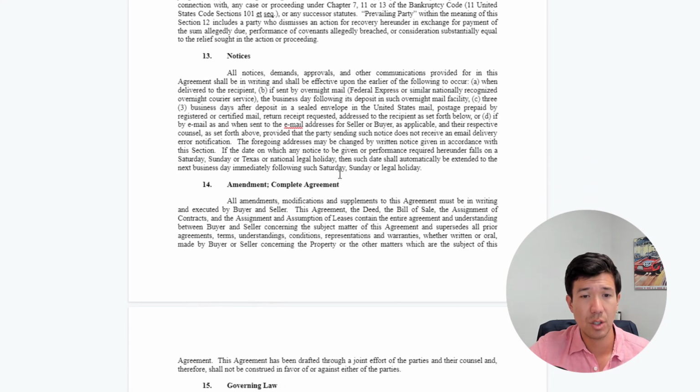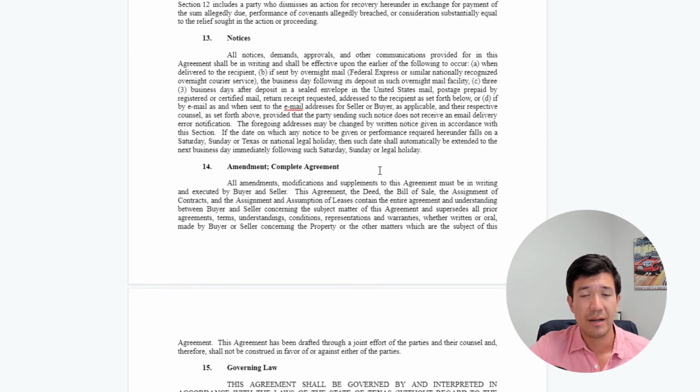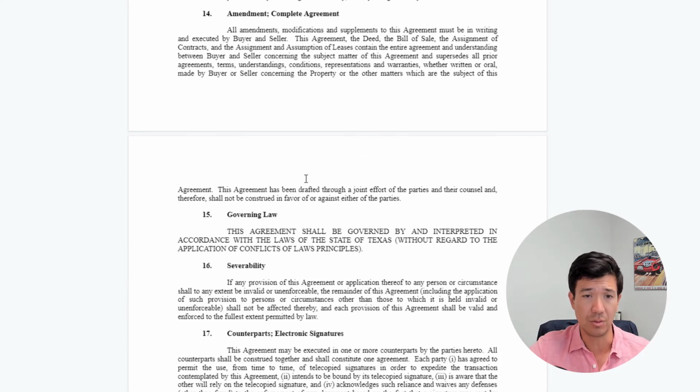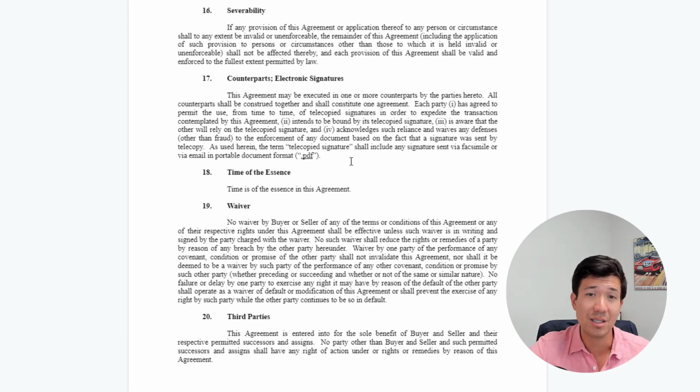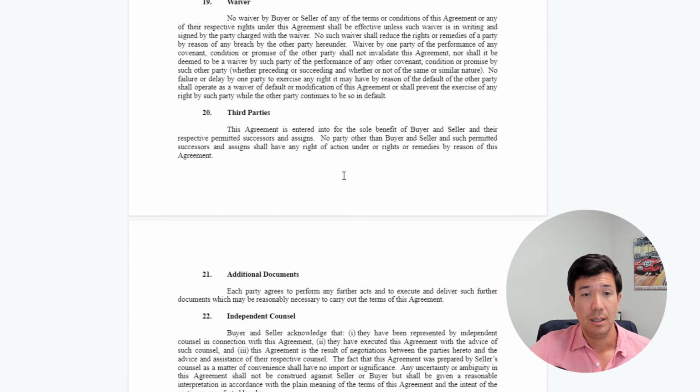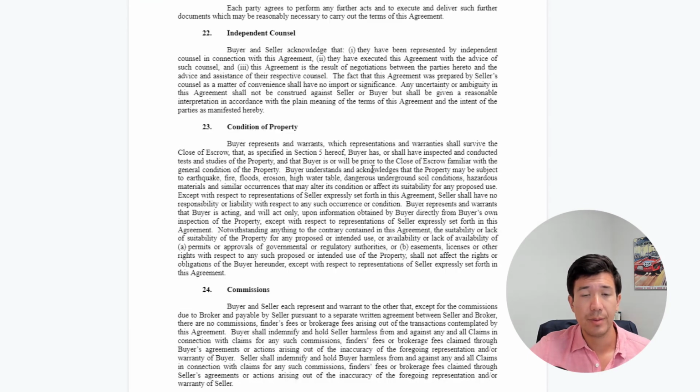Attorney's fees, notices. Again, I don't have much problem with these, except that we just need to read it and understand and make sure we comply. Governing law of Texas, counterparts, electronic signatures. Sometimes people ask me, do any of these documents anymore have to be wet ink signed? And the answer is no, not for legal enforceability. That's solely going to be like a lender requirement or a private recording, but it's not a legal requirement for the contract and enforceability. No third party, independent counsel.